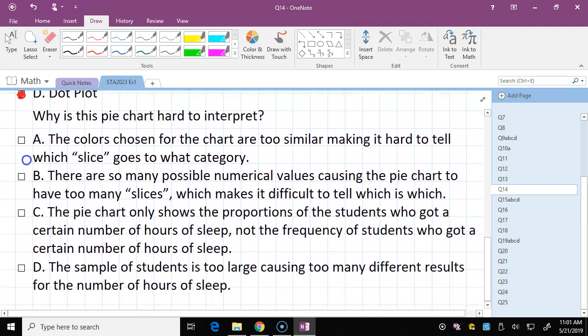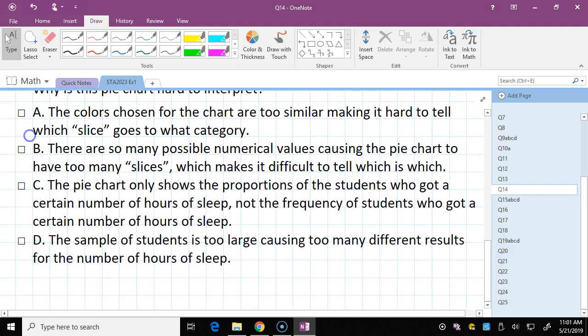Now remember, the question says, why is the pie chart hard to read? What do you think? Say it louder, Jennifer. B, definitely.